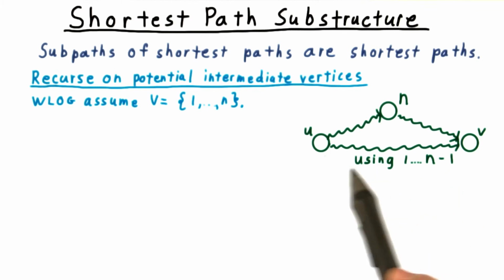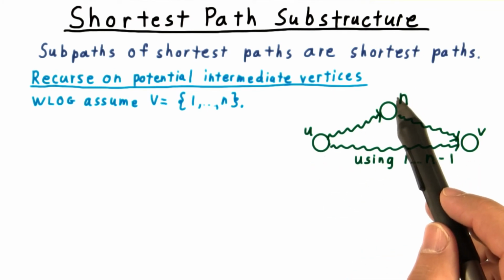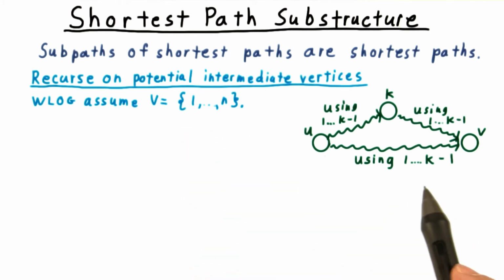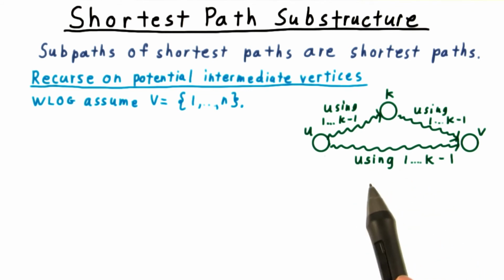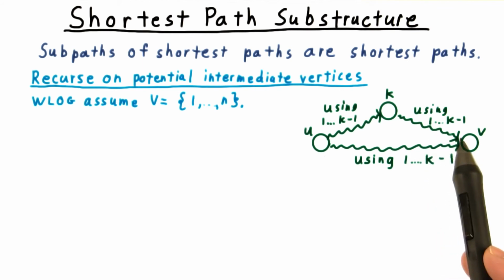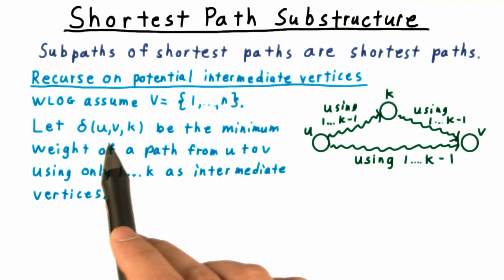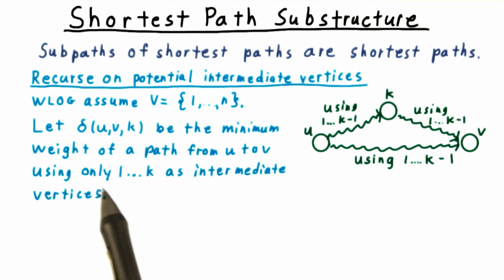Clearly our choice is either using the old path, or taking the shortest path from u to n, and then from n to v. In fact, this is the choice not just for n, but for any k between 1 and n. To get from u to v using only intermediate vertices 1 through k, we can either use k by taking these shortest paths, or not use it. Therefore, we define delta_uv(k) to be the minimum weight of a path from u to v using only 1 through k as the intermediate vertices.